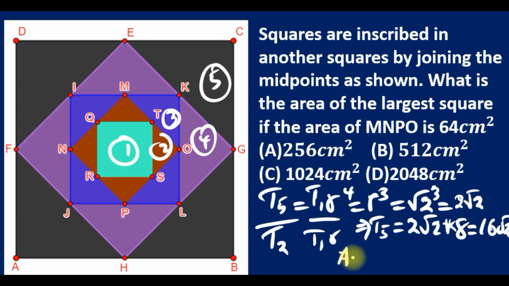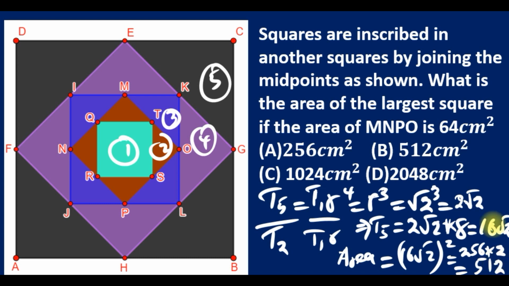So the area we are looking for is 16 root 2 all squared. That's 256 times 2. So our answer is 512. So option B. So whenever you inscribe squares, their sides form a geometric progression, and the common ratio is root 2. So it's very simple.